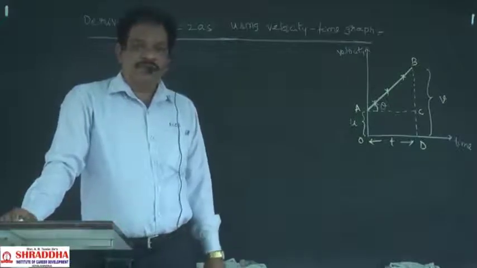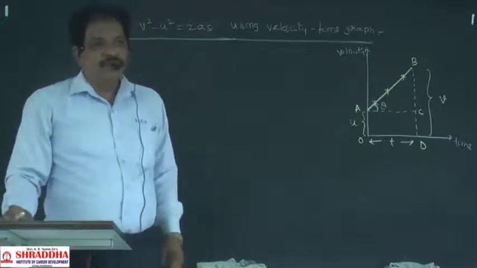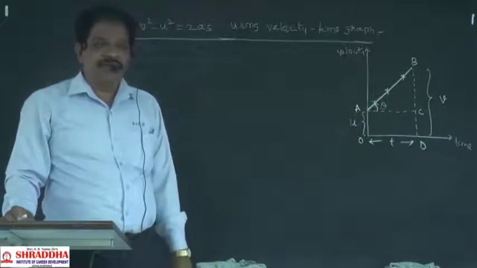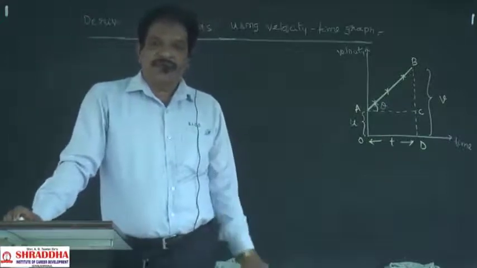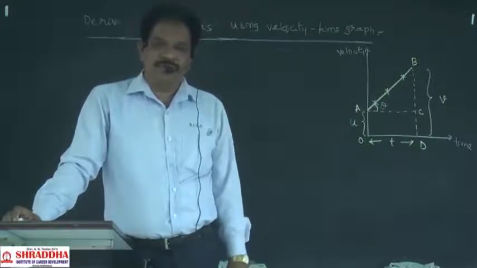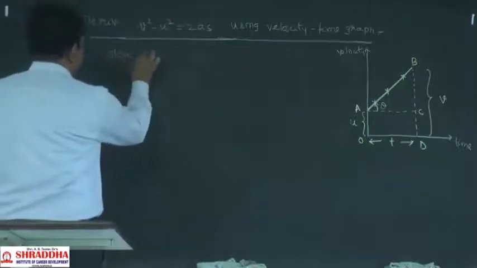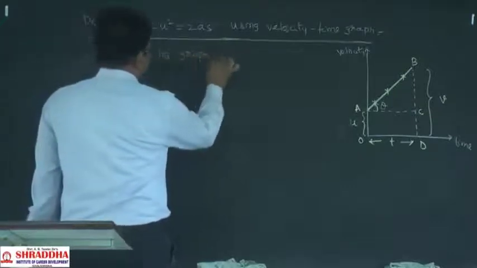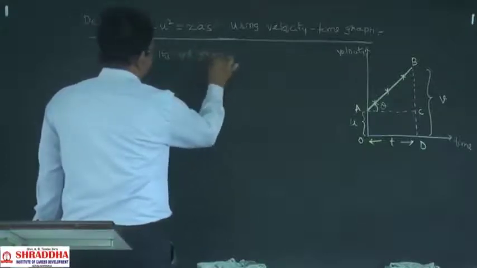Now, to derive this, we will consider both. For V is equal to U plus AT, to derive it, what we can consider is the slope of the VT graph. For deriving S is equal to UT plus half AT square, we consider the area of the VT graph. Next, for this we will consider both slope and area. Then how to do this, see. Slope of the VT graph. This is VT graph only.